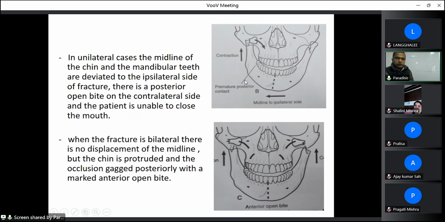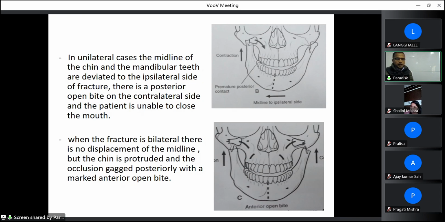So clinically, you will find there is a contralateral open bite in the posterior region, posterior teeth. Midline will be shifted to the same side. There will be premature posterior contact on the ipsilateral side, and ramal height will be decreased. If you see such clinical findings, you may suspect it is a case of unilateral condylar fracture.